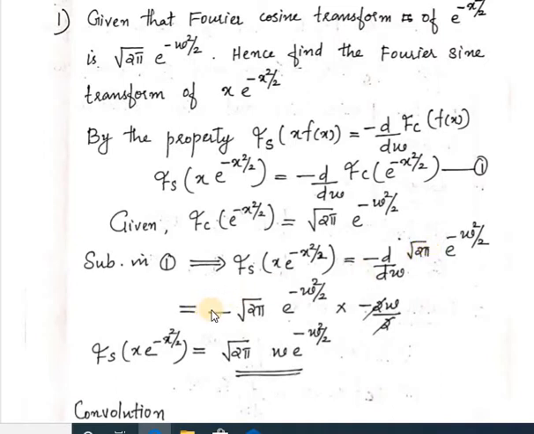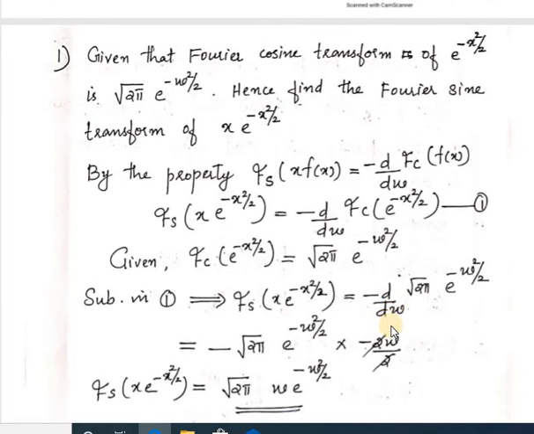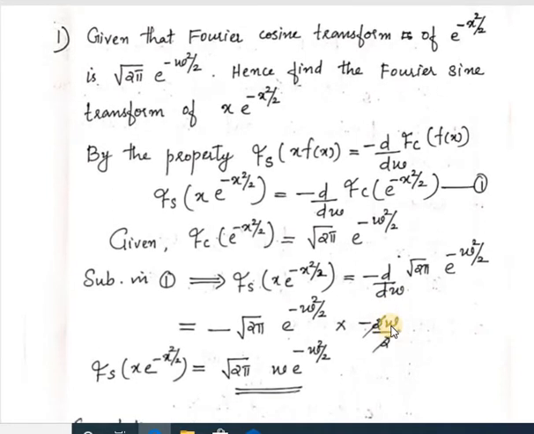Now root 2 pi is a constant, we can take it outside. Now we have to differentiate this term with respect to omega. We know that the derivative of an exponential term is the same, that is the derivative of e raised to minus omega square by 2 is e raised to minus omega square by 2. Now the derivative of the exponent with respect to omega is minus 2 omega by 2. So 2 will be cancelled and we get the answer root 2 pi omega e raised to minus omega square by 2. This question can be asked in university for a 3 marks question, that is given the Fourier cosine transform, from that we can find the Fourier sine transform.